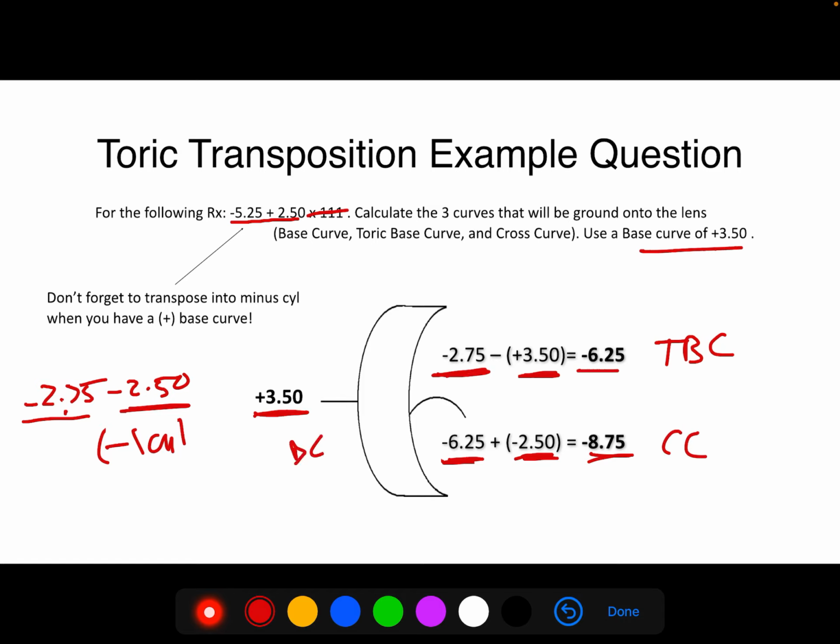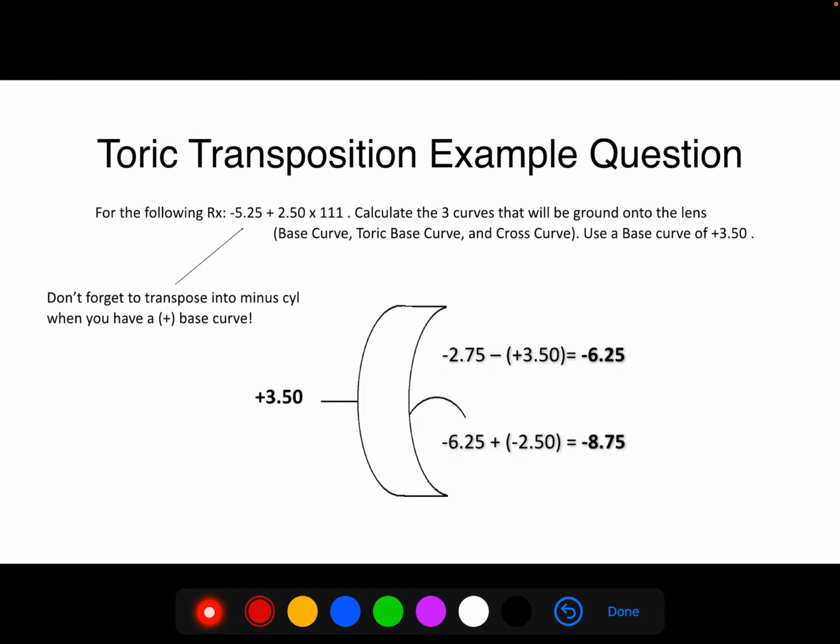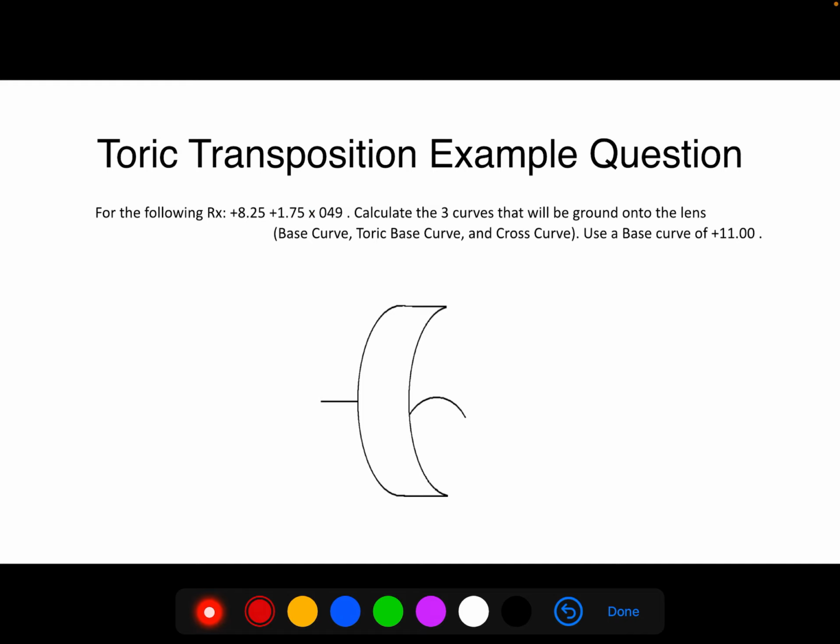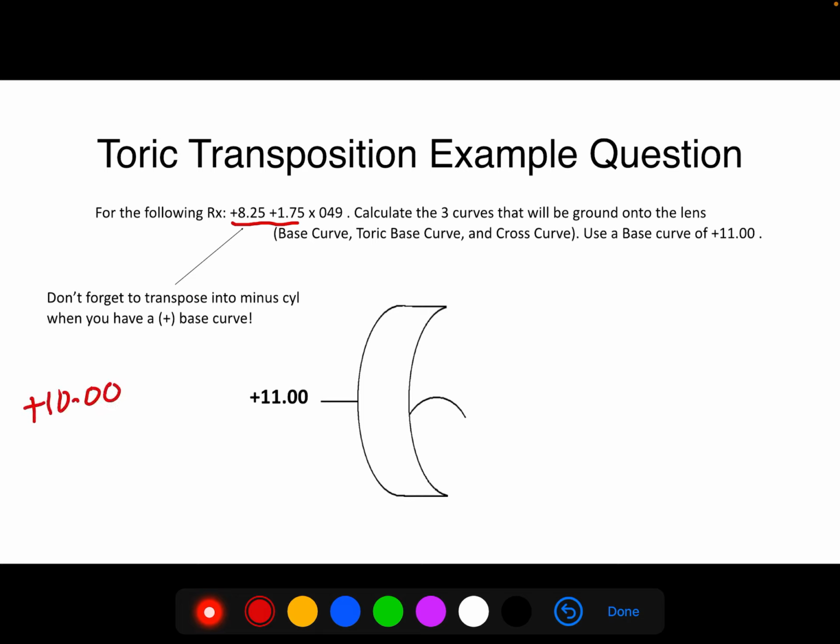So again, our three curves. Let's see another example. Again, an example in plus cylinder. So we'll go ahead and flat transpose that into minus cylinder. So we'll find ourselves with a +10, -1.75. And again, I'm not concerned with the axis.